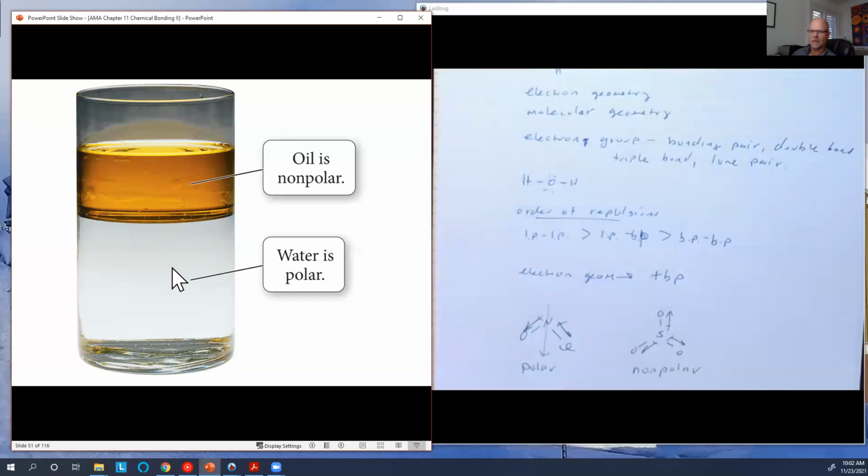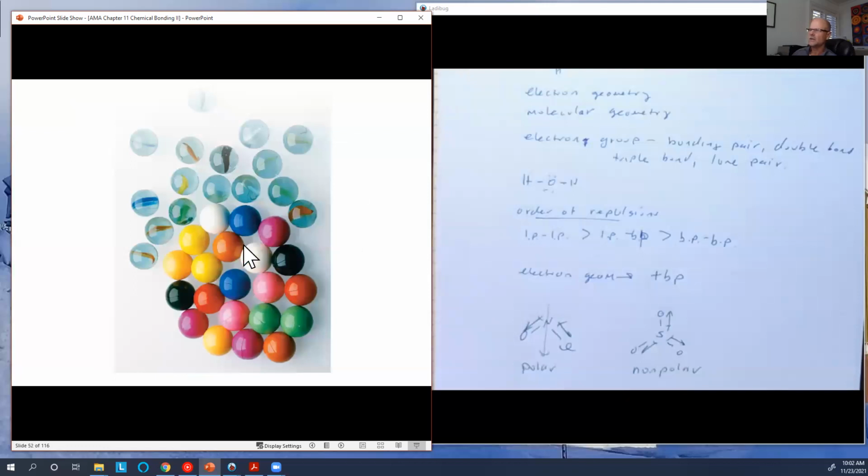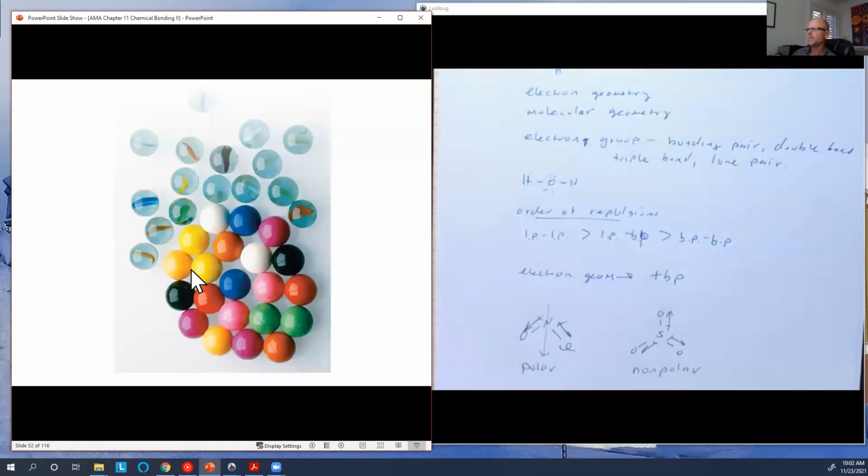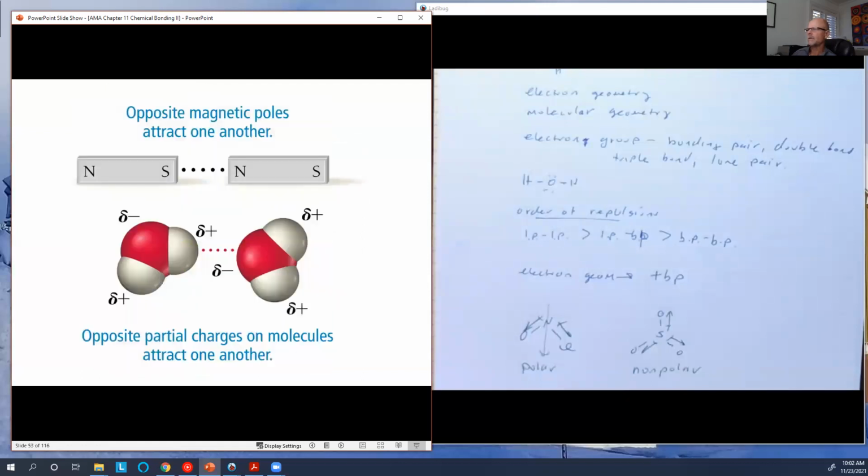You can think about this as a mixture of magnetic marbles and non-magnetic marbles. The water molecules are like the magnetic marbles, and the oil molecules are like the non-magnetic ones. You can see that the magnetic ones will clump together, so the water molecules clump together here. What happens is that the opposite poles of the molecule attract one another. The plus and the minus attract one another, just like the opposite ends of a magnet attract one another.